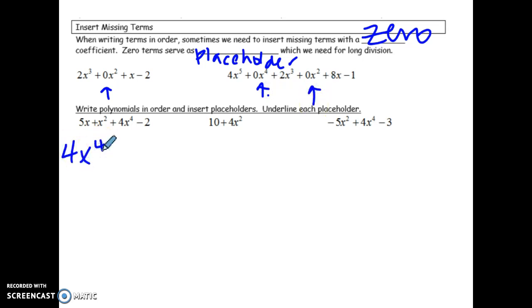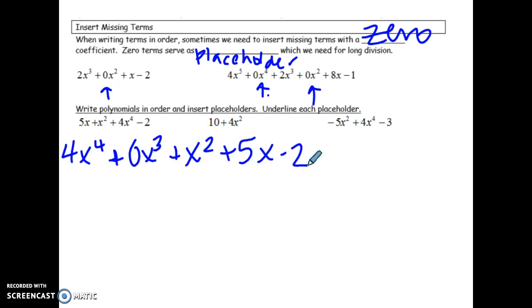Do I have anything to the third power? Well, that would be a negative. So we're going to do plus 0x to the 3rd plus x squared plus 5x minus 2. Now I work my exponents then go all the way down to, I've got to the fourth, to the third, to the second, to the first, and then to the 0 power with my constant.